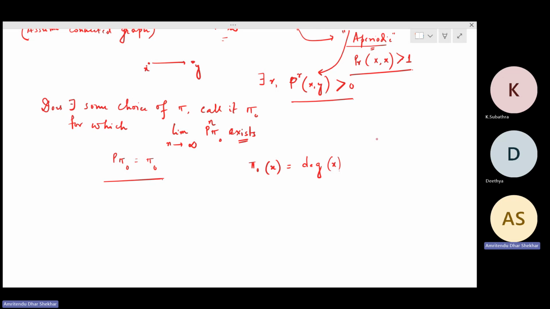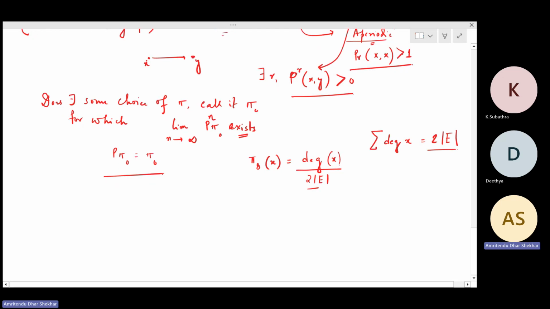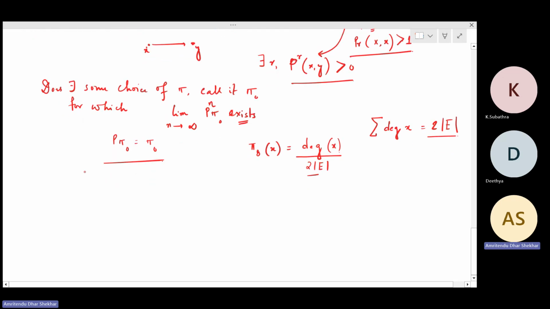So for a graph, the sum of degrees of each vertex is equal to twice the number of edges. Okay, this is a well-known fact. So you can set pi 0 of x to be equal to degree of x by twice the number of edges. Okay, so if that is the case, then what is P of pi 0?